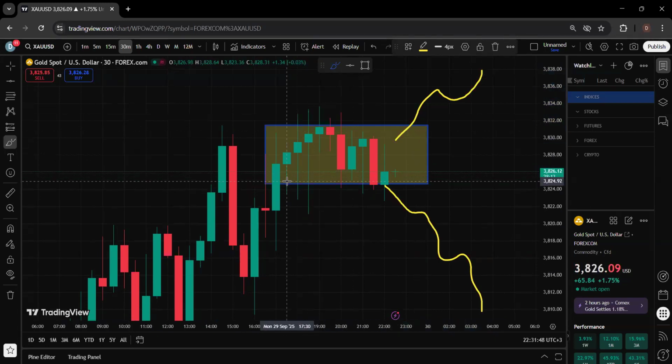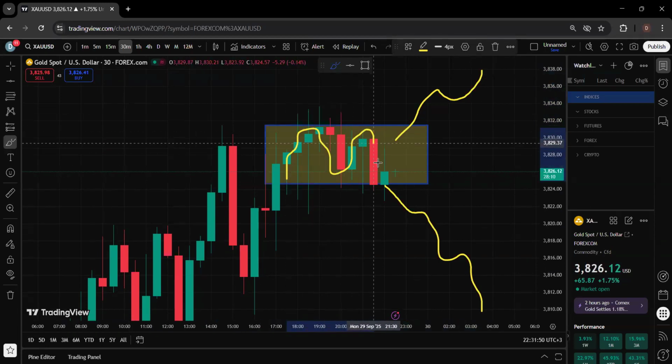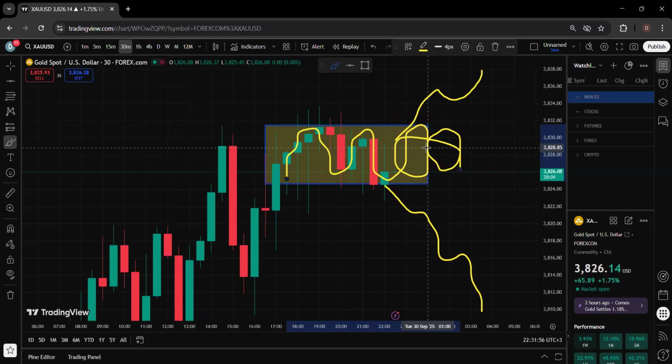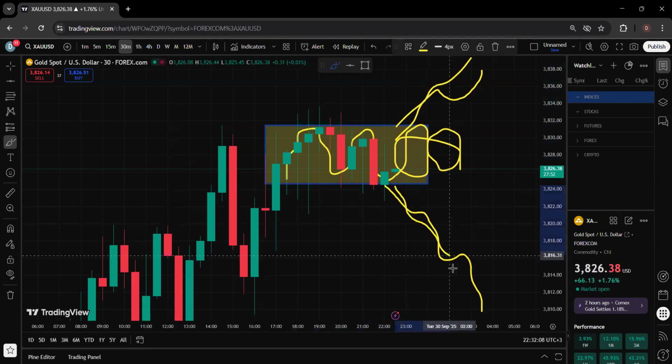Because I expect this market to consolidate here until it closes. The market will just remain in this region until it closes. But after the end of it all, we'll have a very nice bearish or bullish move tomorrow morning. So this is what we're expecting tomorrow. We're expecting a breakout here, all this region.